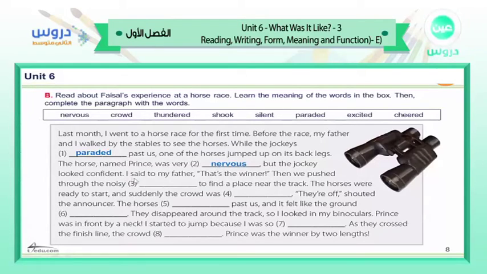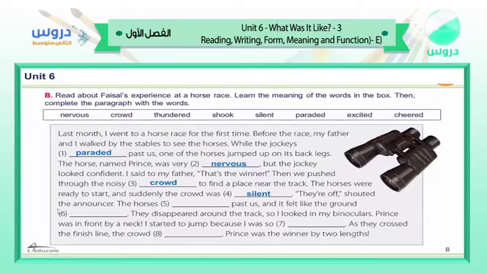Nervous, exactly. I said to my father, that's the winner. Then we pushed through the noisy to find a place near the track. To find a place, so there are many people. Through the noisy crowd, exactly. The horses were ready to start, and suddenly the crowd was... What do you think? Silent, excellent, silent. So they are just watching, they are just looking.